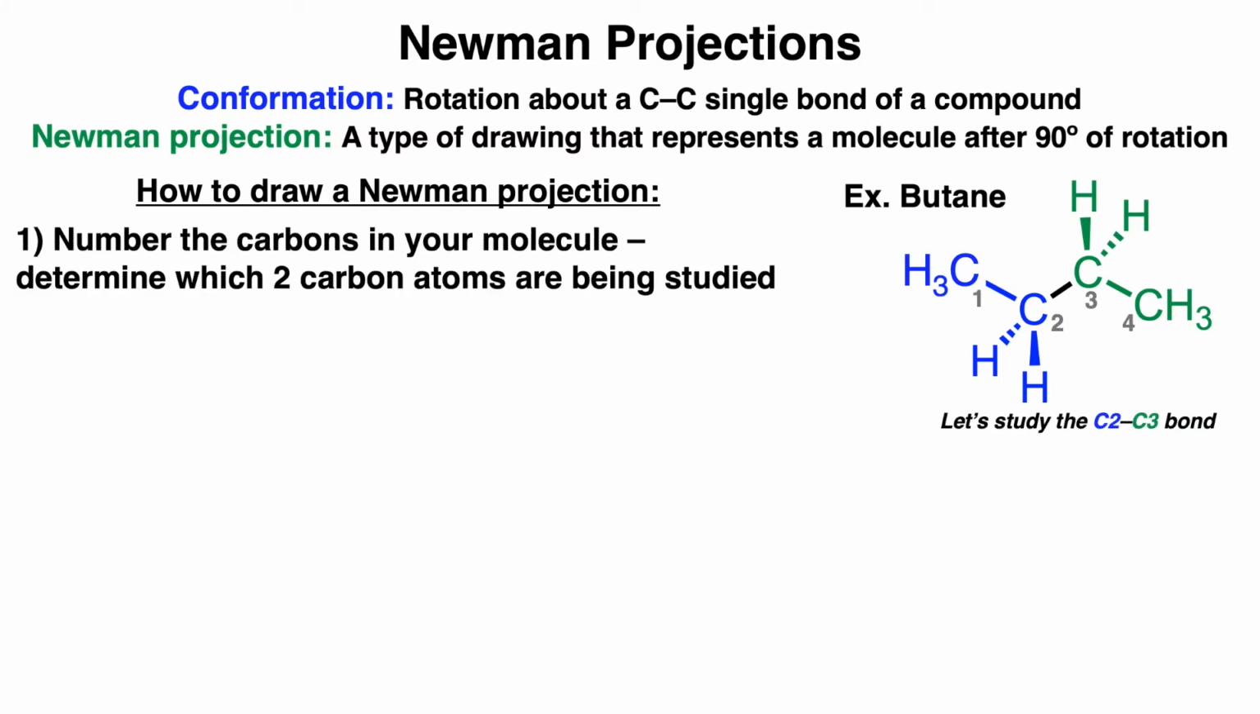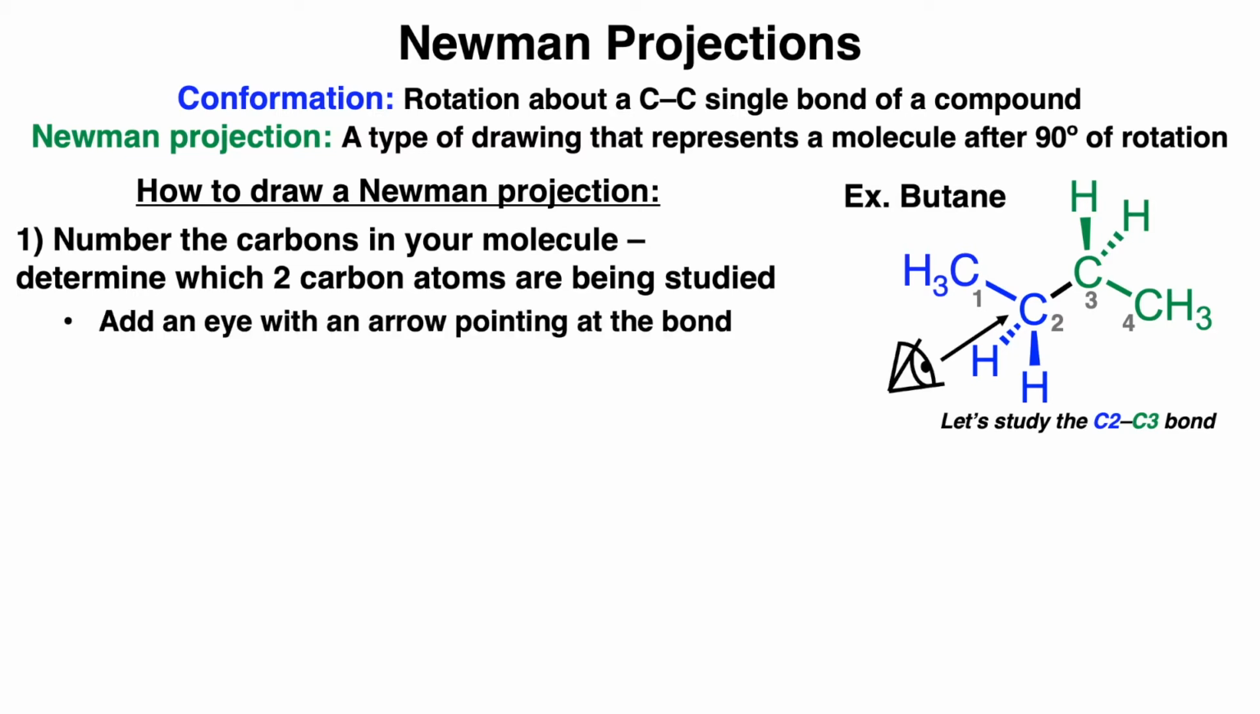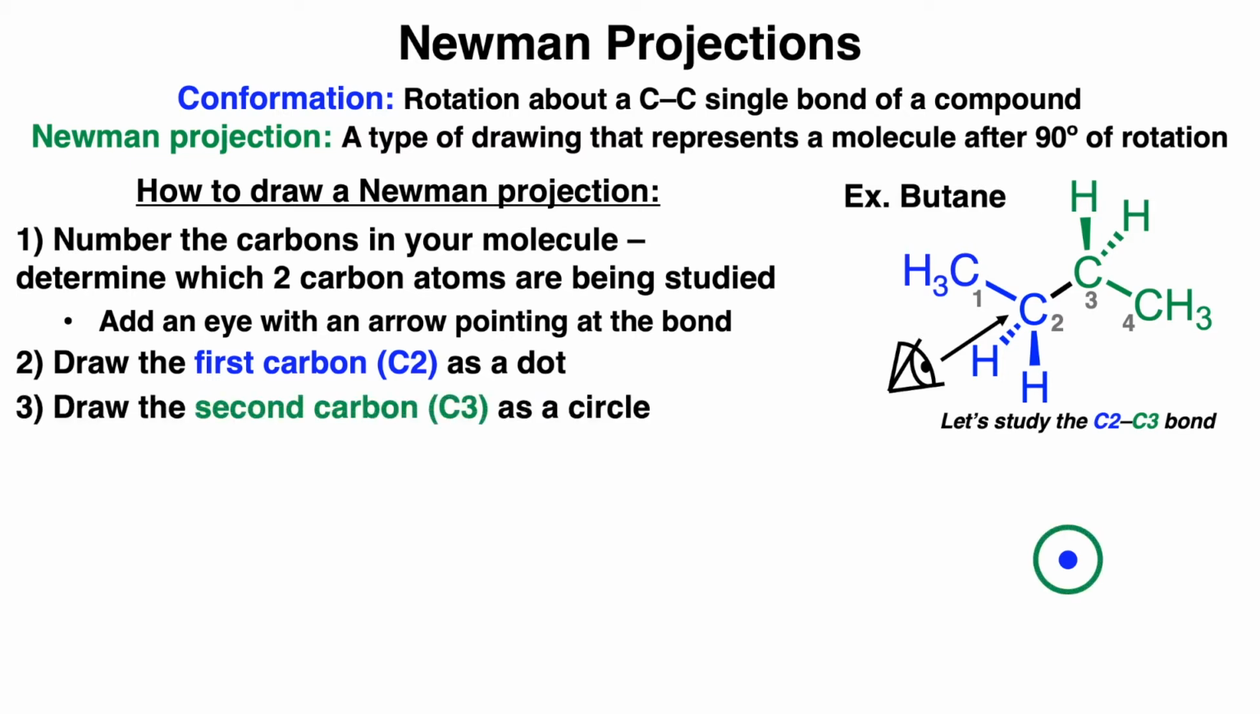First, you're going to number the carbons in your molecule and then determine which two carbon atoms you would like to study. So let's specifically study the C2-C3 bond. You can even add an eye with an arrow pointing towards that specific bond. The second step is that you're going to draw the first carbon of the bond you're studying as a dot, which in our example would be the C2 carbon in blue. Then draw the second carbon of the bond, which would be C3, as a circle, which is shown in green.